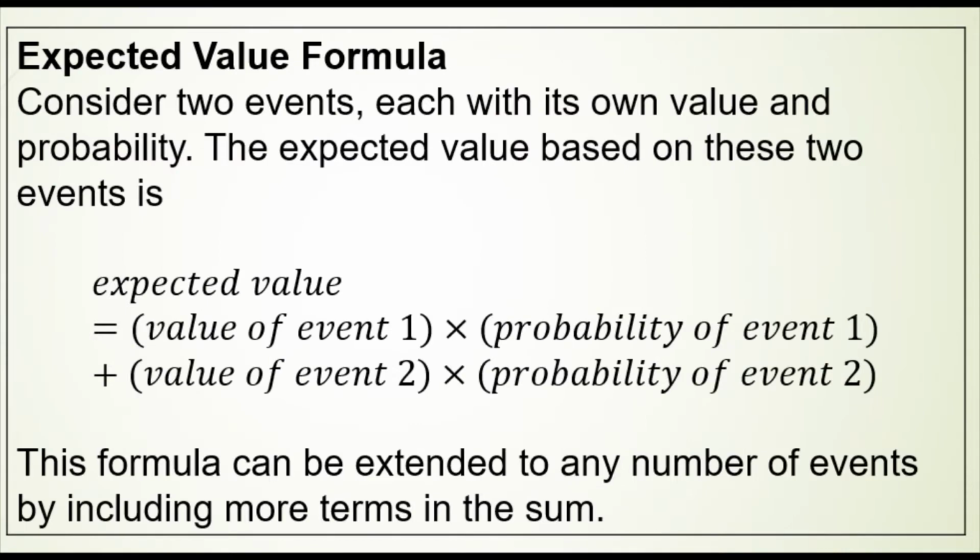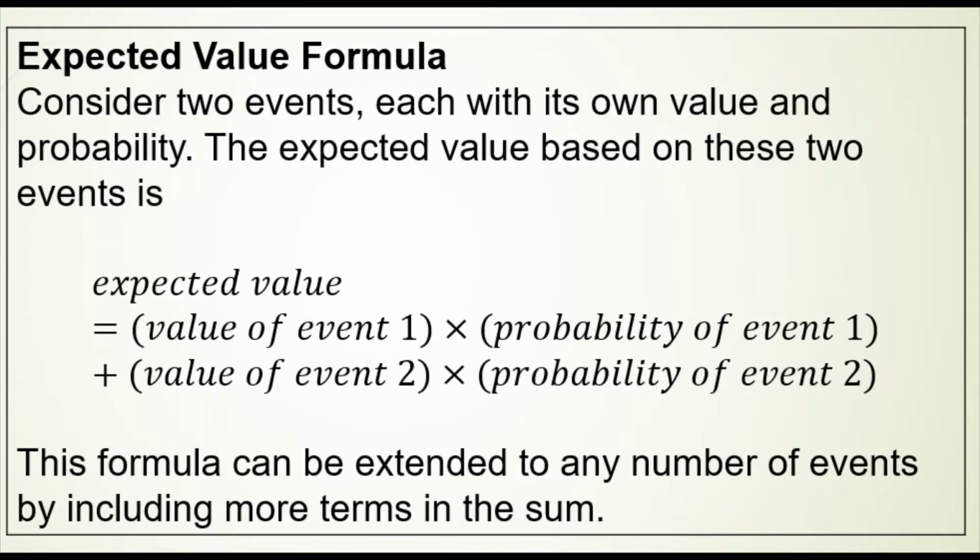So let's look at the formula for expected value. If you've got two events, each with its own value and probability, the expected value based on these two events is given by this formula. Expected value equals the value of event 1 times the probability of event 1 plus the value of event 2 times the probability of event 2. And this formula can be extended to any number of events by including more terms in the sum. For example, you could add the value of event 3 times the probability of event 3, the value of event 4 times the probability of event 4, etc.